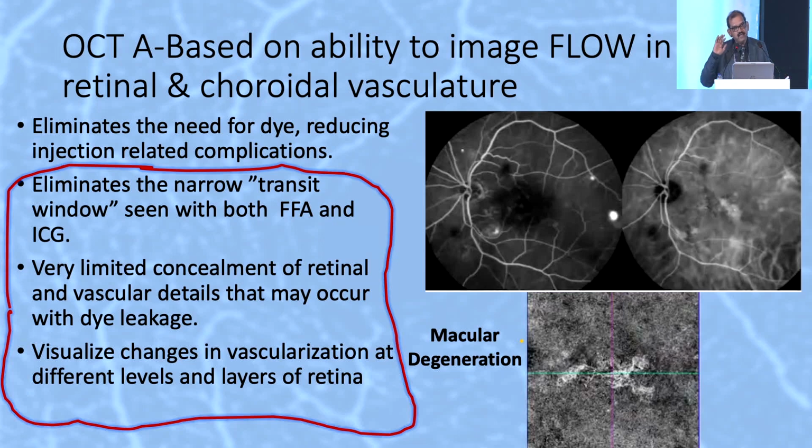There is very limited concealment of the lesion because there is no fuzziness because of the leakage of the dye. The dye leakage in dye-based angiography many times covers the relevant lesion, and you're not able to see what is happening behind the dye. So there is no concealment that happens as in dye-based angiographies.